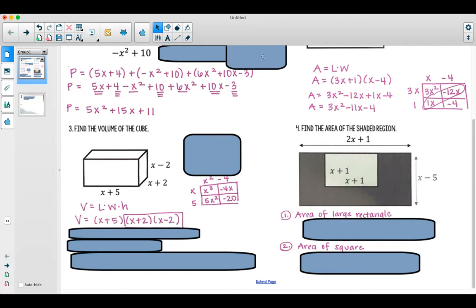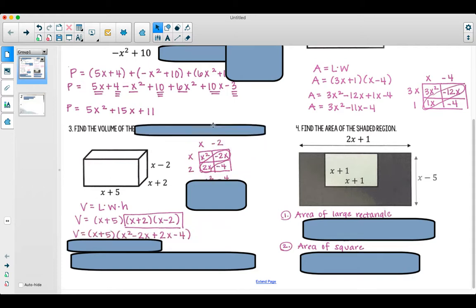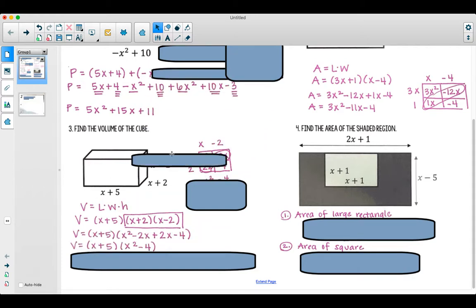So when I multiply them together using the box method, I get x squared, a negative 2x, a positive 2x, and a negative 4. But notice those two middle terms are going to cancel out. So we write 0x, which because it's 0x, we don't have to write anything. So we can rewrite it as x squared minus 4, because those two middle terms are canceling out.